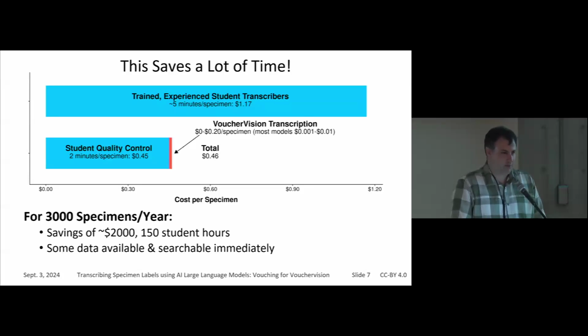So real world implications of this is saving us about 150 student hours and $2,000. And there's a side benefit in that because VoucherVision is fairly quick, we've got some data of dubious quality available and searchable immediately, whereas before we would have to wait months to get that stuff accessible. So that's really great for us.